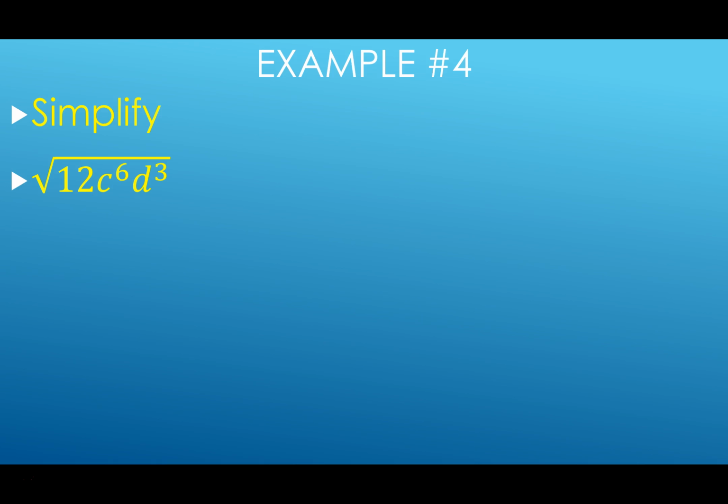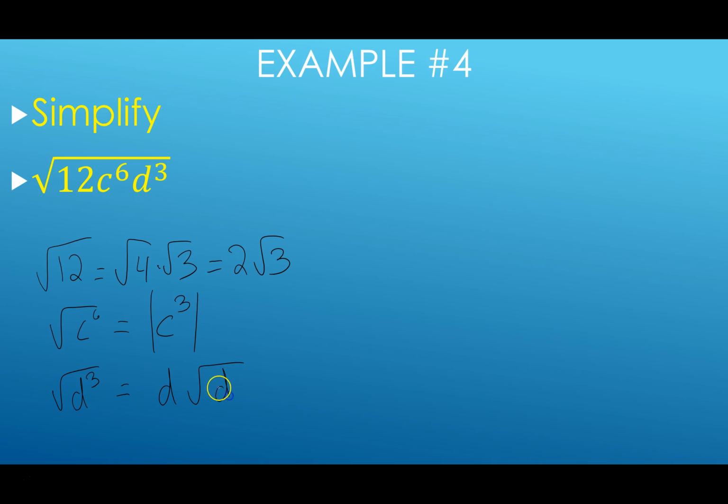So the square root of 12, well, that is square root of 4 times square root of 3. So it's 2 radical 3. The square root of c to the 6th is c cubed. It was an even root, odd exponent, so we're going to have to include the absolute value. And then the square root of d to the 3rd, well, is d square root of d, because 3 divided by 2 is 1 with a remainder of 1. And again, d to the 1st is an odd exponent, so it should be an absolute value.